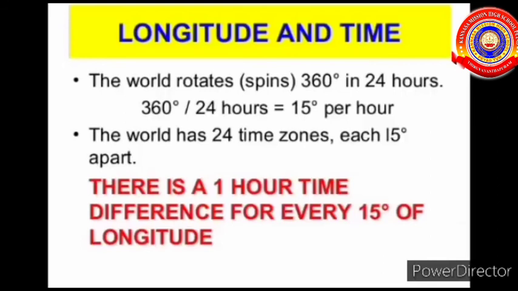Longitude and time. The world rotates 360 degrees in 24 hours. 360 degrees divided by 24 hours is 15 degrees per hour. The world has 24 time zones, each 15 degrees apart. There is a 1 hour time difference for every 15 degrees of longitude.